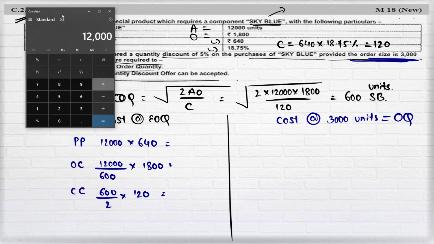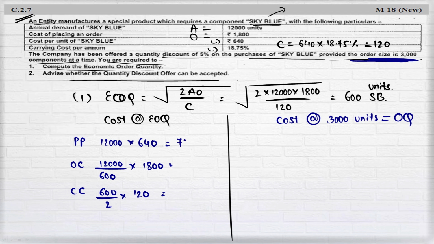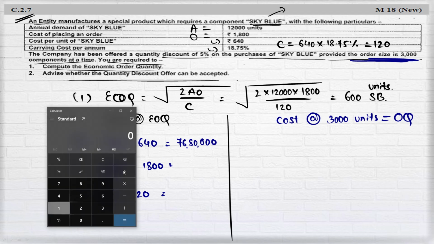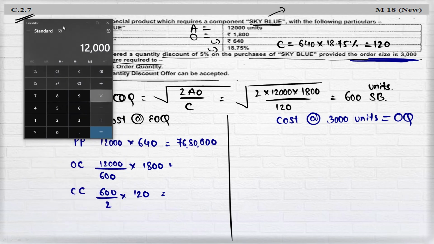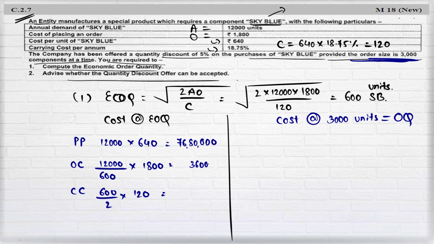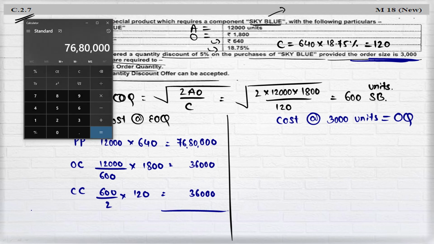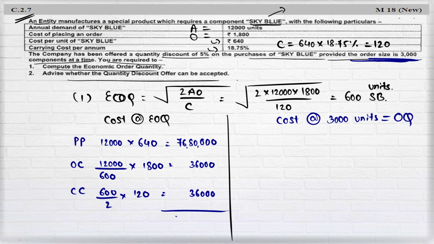It is 12,000 into 640, 76 lakh 80,000. Ordering cost is 12,000 divided by 600 multiplied by 1800, which is 36,000. Carrying cost will also be 36,000. So 76 lakh 80,000 plus 36,000 plus 36,000 is 77 lakh 52,000.